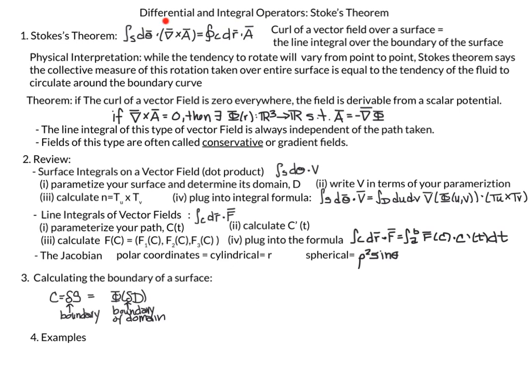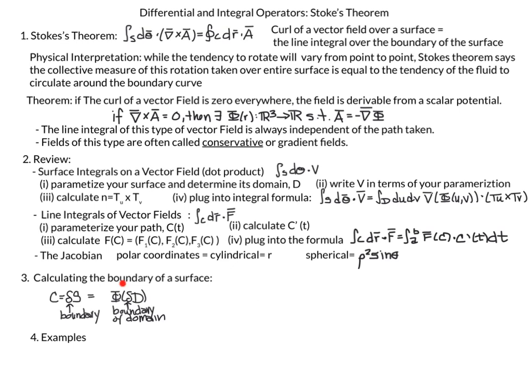In order to work with Stokes' theorem, we'll have to review first how to do the surface integral of a vector field, and then how to do a line integral of a vector field. So we'll review surface integrals of a vector field and line integrals of a vector field. And additionally, we'll review the Jacobian that's used when we change coordinates from cylindrical and spherical. And then one other thing we need to learn but not review is calculating the boundary of a surface.